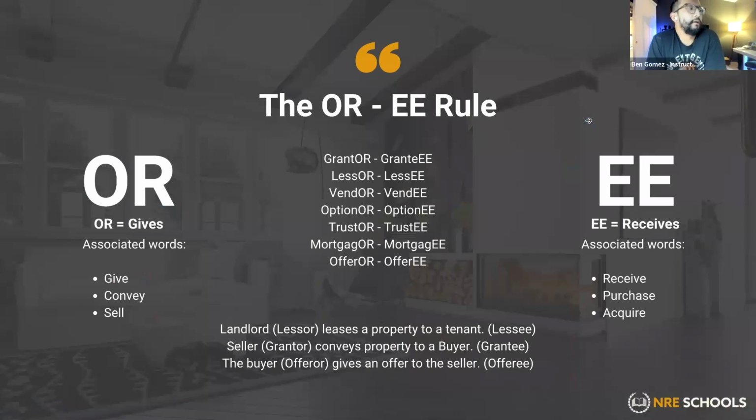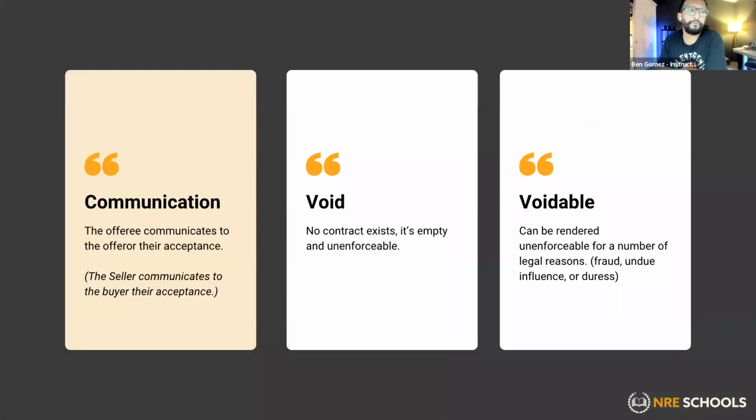The landlord, the lessor, leases a property to a lessee. The seller, also known as the grantor, conveys the property, gives the property to a buyer, who would be the grantee. They're the one receiving it. The buyer gives an offer to the seller. Or-ee, or-ee rule. It can get super confusing when we get into the counteroffer stage because then they reverse. But as a general rule of thumb, the or gives, the ee receives.